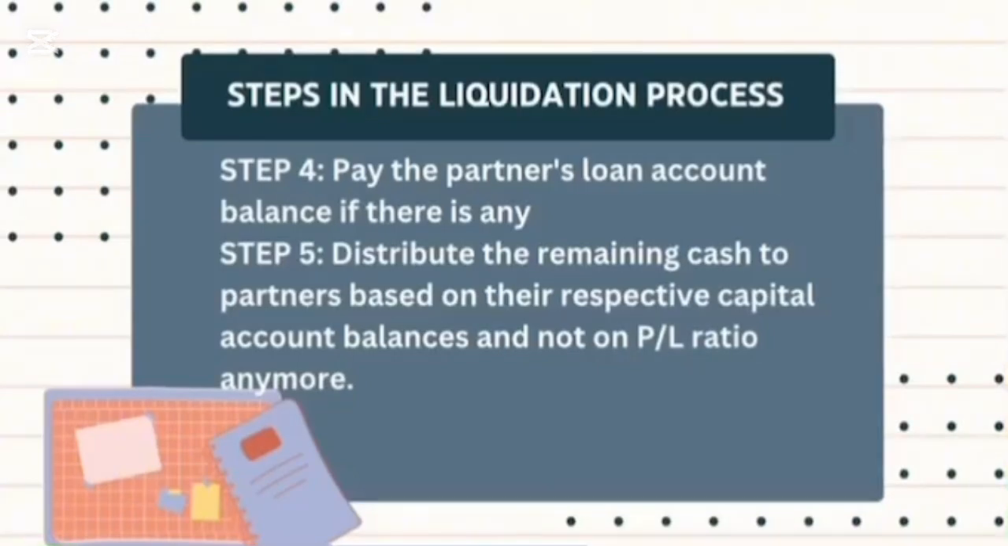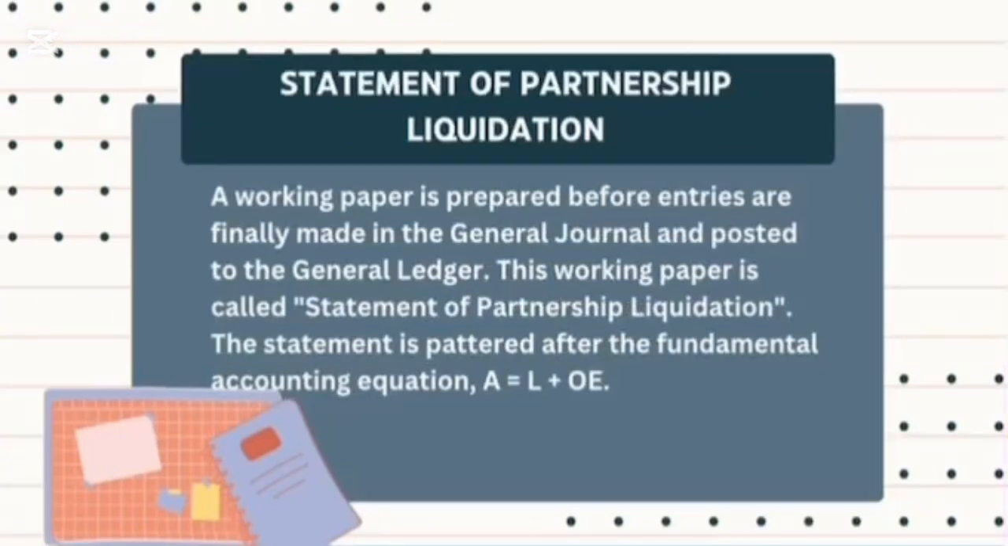Statement of partnership liquidation. For convenience in determining the results of the liquidation process in an expedient manner, a working paper is prepared before entries are finally made in the general journal and posted to the general ledger. The fact is, the partners are also in a hurry and eager to know the outcome of the liquidation process, and the accountant will find it difficult to attain a result in a fast manner, considering the journalizing and posting processes, not to mention the closing of the books.